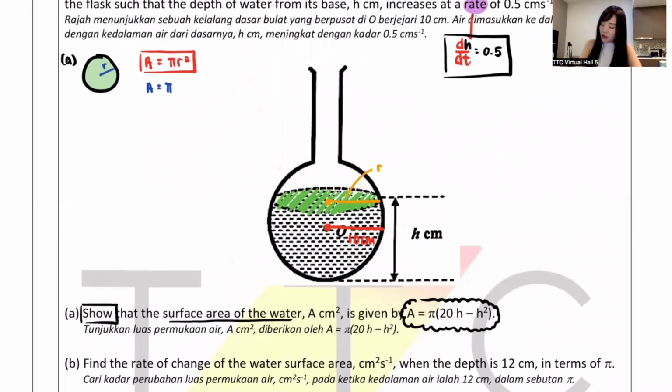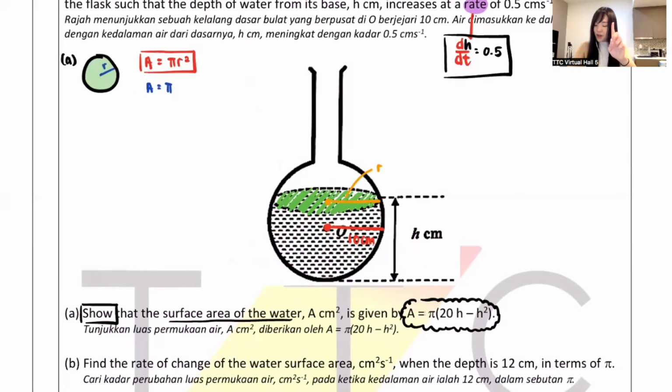Then the 10, is it only for O to the right side? No. Actually, O to the left side also 10. O to the bottom also 10. O to the side also 10. O to here also 10, O to here also 10, O to here also 10. You agree with me, right?